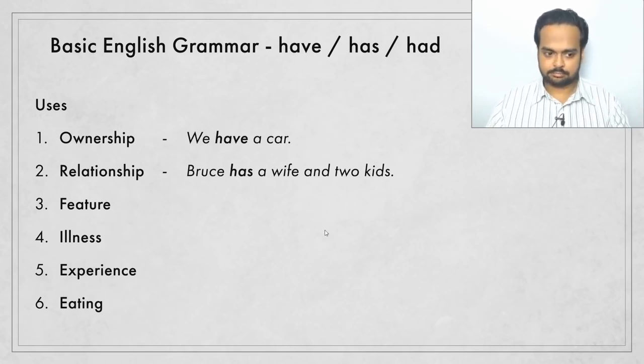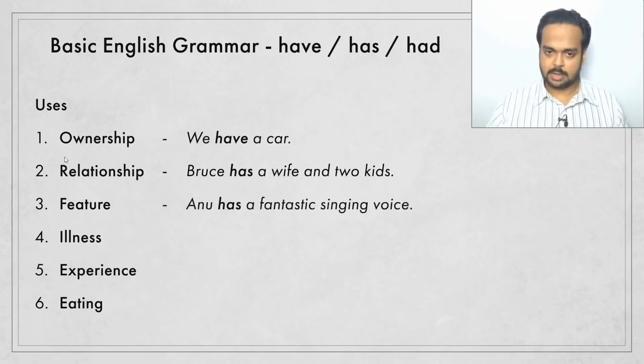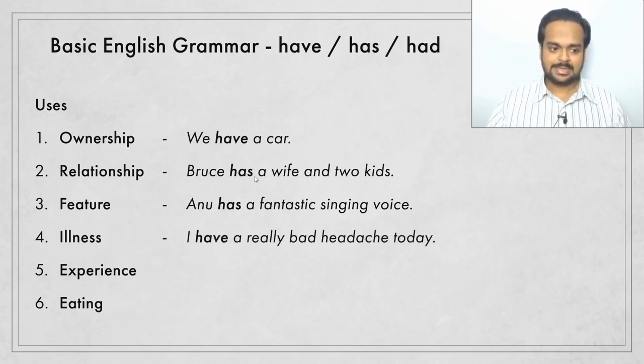Now, use number three is to express features. What is a feature? A feature is a characteristic or a quality of a person or thing. For example, Anu has a fantastic singing voice. The voice is a quality or characteristic of Anu. We say Anu has because, again, Anu is a singular noun like Bruce. The next use is to talk about illness, that is being sick. I have a really bad headache today. That means I am suffering from a headache today.